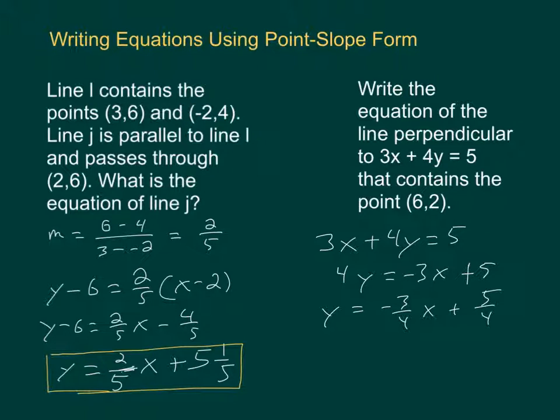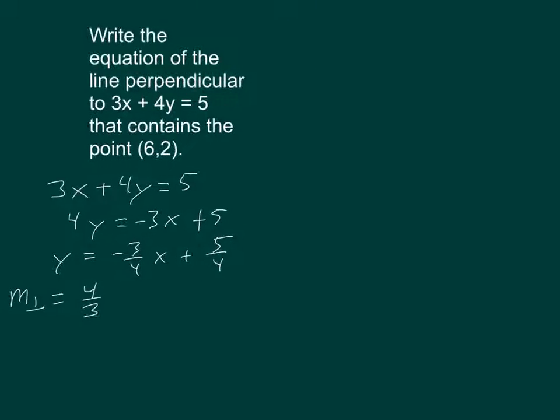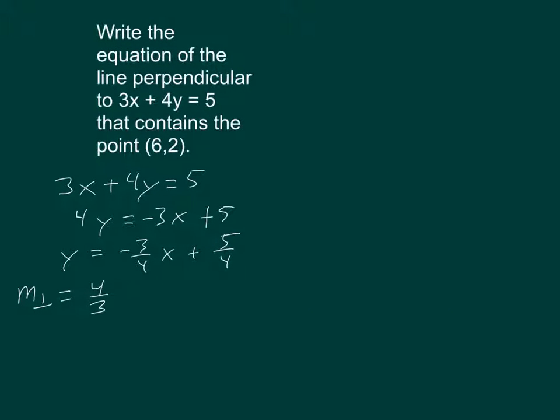So that's the same thing as my original line. Now I can tell that the slope of this line is negative 3/4 because that's in slope-intercept form. So the slope of the perpendicular line is a positive 4/3. That's the opposite reciprocal. Let me give myself a little bit of room here to work. Because the slope is positive 4/3, I can use my point, 6, 2, with my point slope form. That's y minus 2 equals 4/3 times x minus 6.